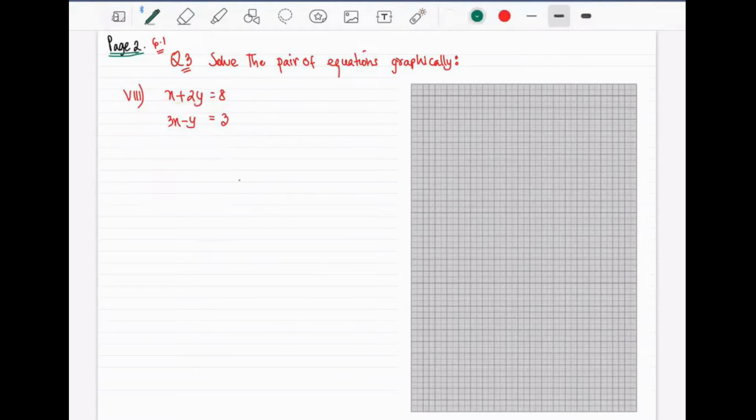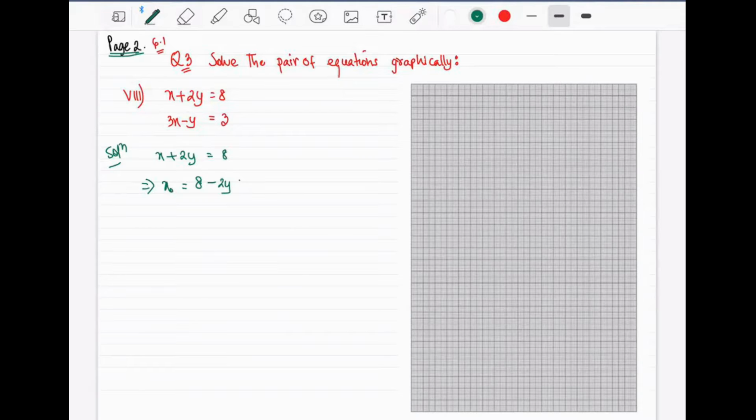Let's take up this equation first: x plus twice y is equal to 8. So let's write the proper solution. x plus 2y is equal to 8. You can find out either of the variables you like, x or y. It's up to you, your choice. But in this one, it's easier to find the value of x, which will be, taking the 2y to the other side, 8 minus 2y.